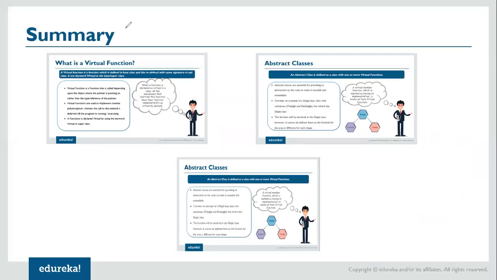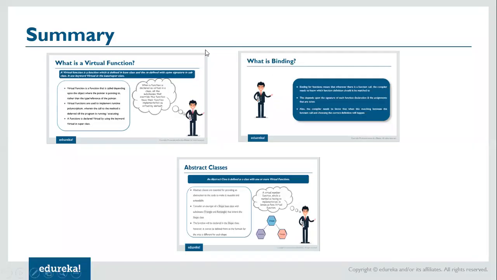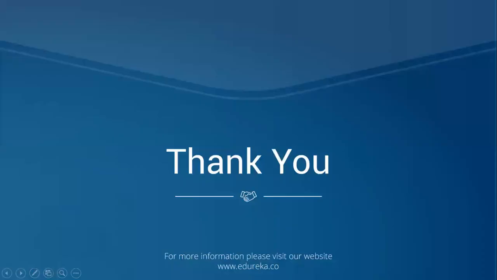So to summarize all this, we have looked at what virtual functions are and what abstract classes are, right? We have seen what binding is, early binding and late binding, and we have also seen what an abstract class is in C++. That's all in this discussion.